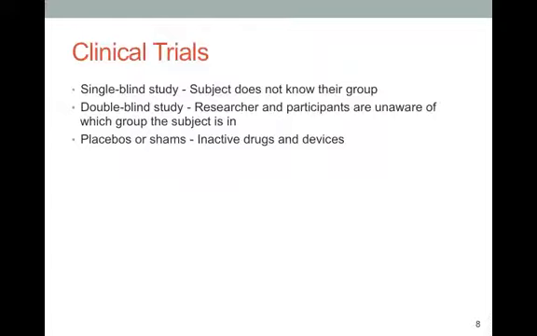Clinical trials. We have the single-blind study, the double-blind study, and then we need to talk about placebos or shams. In a single-blind study, the subject doesn't know what group they're in. So in the single-blind study, they do not know that they're being assessed, if you will. In the double-blind study, the researcher and the participants both are unaware in which group the subject is, whether they're in the actual group that's being researched or in the control group, or they may not be in any group at all.